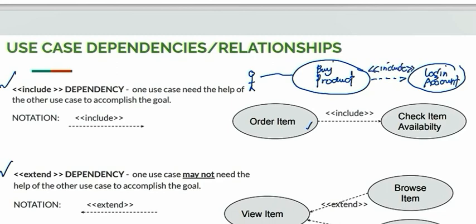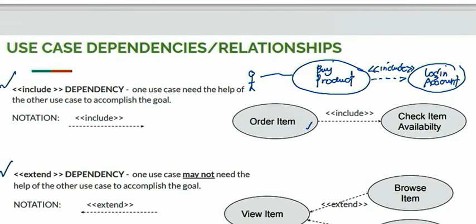When you try to trigger the buy product task or feature in that online shopping application, it triggers another use case that would ask you to log in your account. Otherwise, you cannot buy the product. Therefore, the relationship is include.